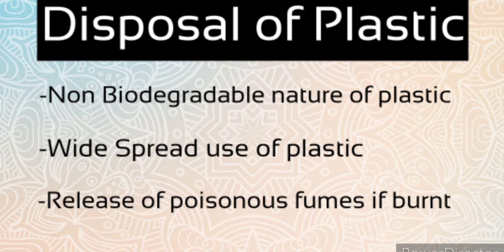Next is the widespread use of plastic. If we say that we can ban the plastic, still, there is such a wide use of plastic, from a small container to big things, that we actually cannot ban the plastic. So there is such a widespread use of plastic that it needs to be stopped. And the next thing is that if we try to burn the plastic, they release poisonous fumes which are harmful for the environment. So these are the problems with the plastics.